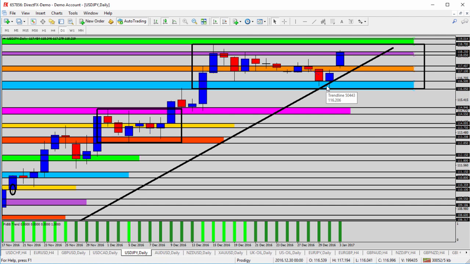Buying the blue zone obviously would have been the best opportunity in the direction of the trend. We're not there. We're all the way up here at the purple zone. 118.25 is the purple zone. We've seen challenges of it before.